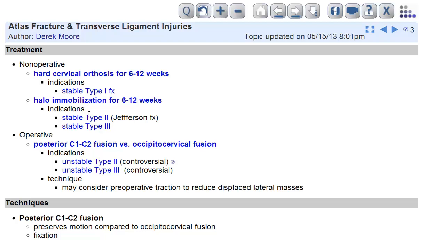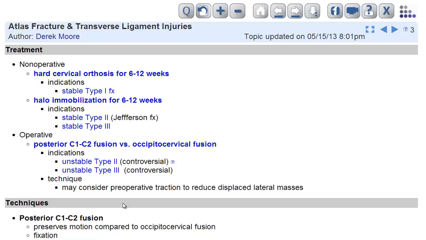Indications for halo immobilization. This is again quite controversial. It's kind of accepted that a stable type 2 Jefferson fracture, so you get an axial CT, you see fractures of the anterior and posterior arch bilaterally. However, there is not significant displacement, so it qualifies as a stable type 2 Jefferson fracture. A lot of people would say you would treat this with halo immobilization. That is also true for a stable type 3 fracture, where there's no significant evidence of instability, but you have a unilateral lateral mass fracture.